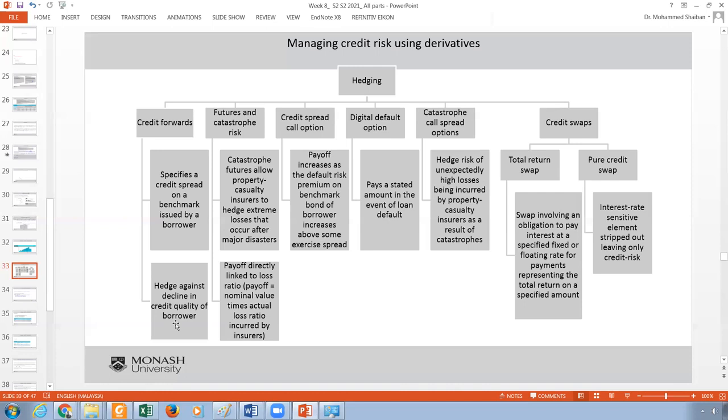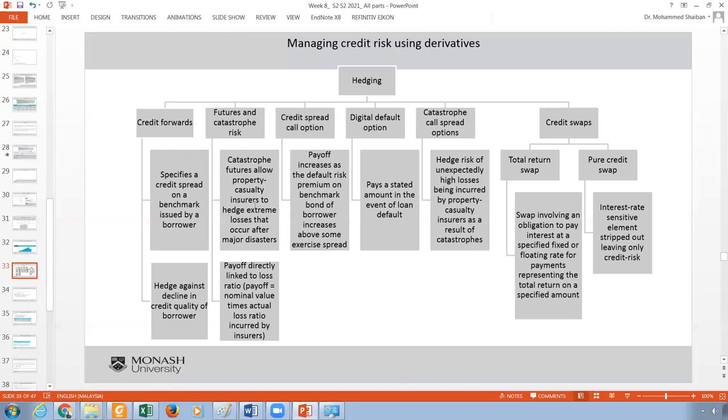I gave a company a loan when it was triple A and everything was okay. Then it goes down. Maybe they are not defaulting. It's just that I am taking more risk with them. Had I known that they would drop, I should have charged more spread and more premium. But now somebody will give me this difference if something like this happens and the ratings of this company go down. Number 2 is futures and catastrophic risk.